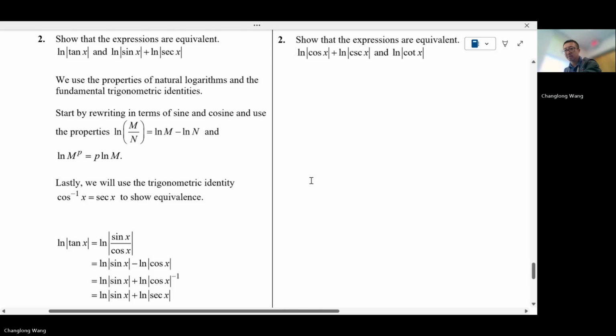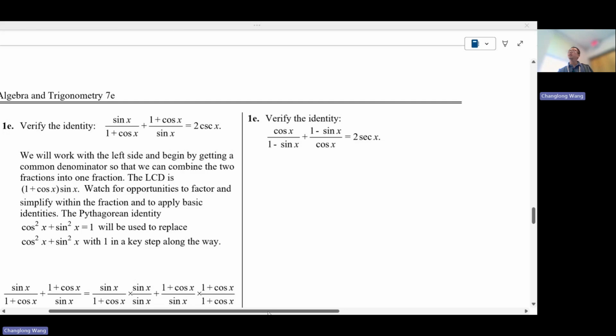So now, let me freeze the screen. All right. So I want you, if you're looking at a packet right now, please go to page 222. All right. So that's the question 1C.